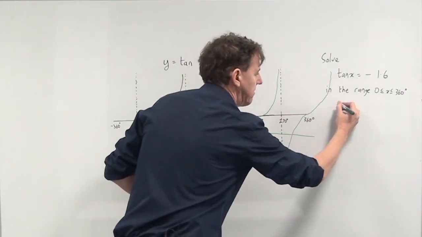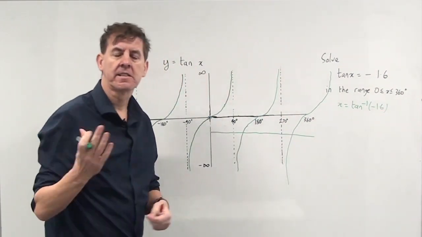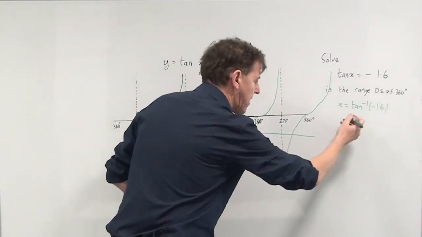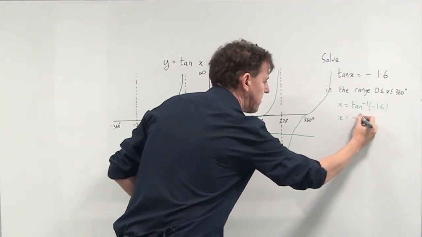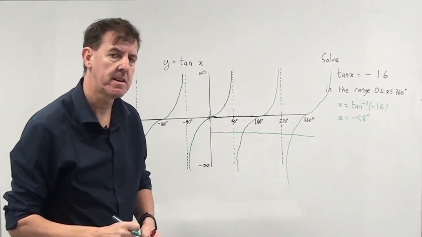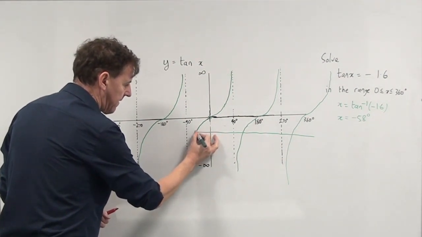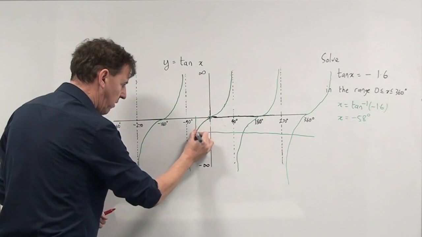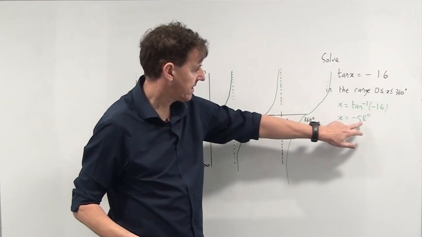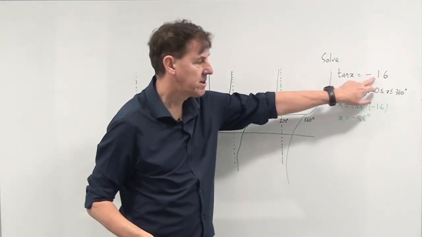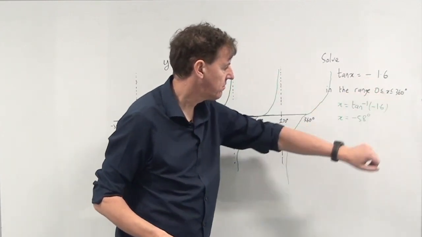Let's go to our calculator and do x equals tan inverse negative 1.6. What comes out of your calculator this time, again I've rounded, is 58 degrees. But not just 58 degrees, minus 58 degrees. So what your calculator has done is give you this cut, that cut there. It says that if you did tan of minus 58 degrees, you would definitely get minus 1.6. Why isn't it one of my answers though? Because it's not in my range, 0 to 360.